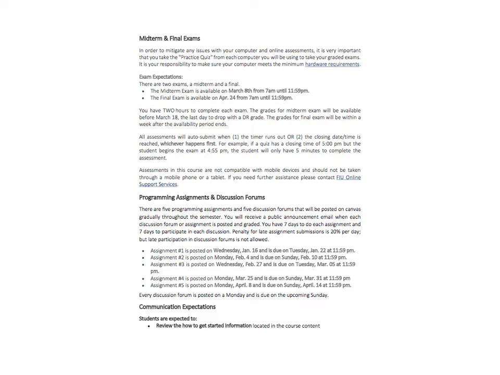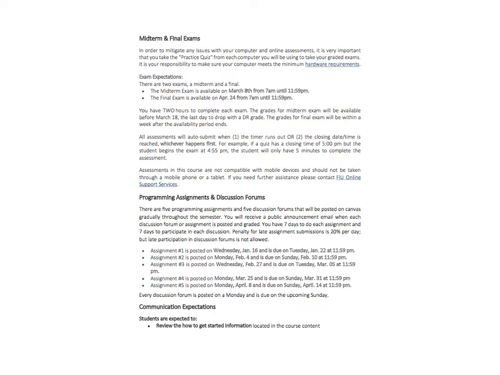The midterm will be available on March 8 from 7 a.m. to 11:59 p.m. And then the final exam is available on April 24 from 7 a.m. until 11:59 p.m. And then you can see more information about the exams in these 3 paragraphs. Make sure to read them very carefully.